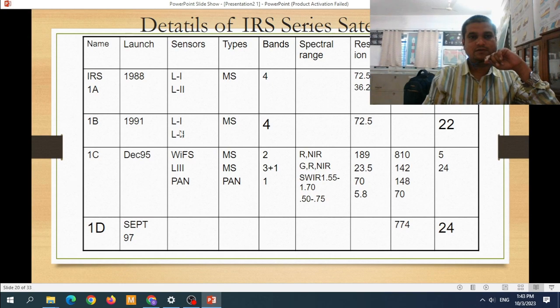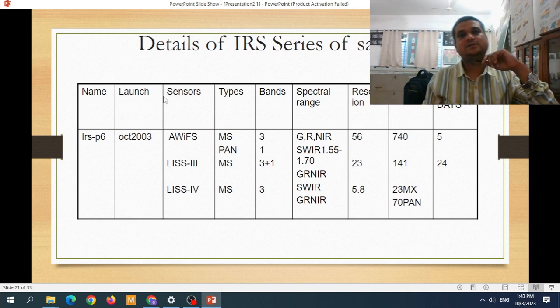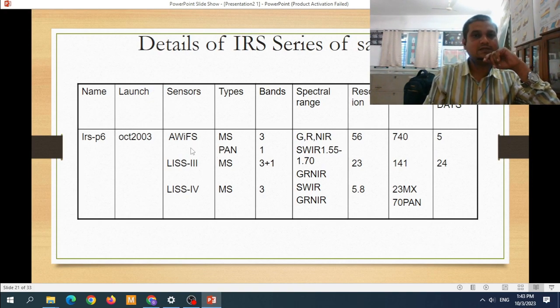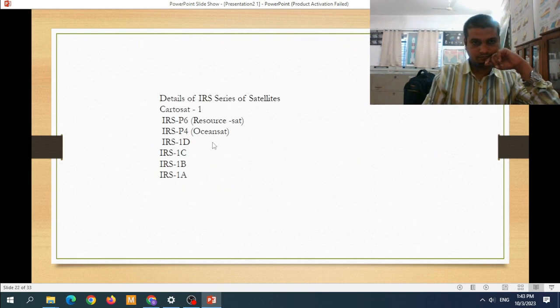Okay, IRS-1, IRS-1A, 1B, 1C, 1D, and this is the IRS-P6. Here there is an increase in the sensors, the LISS-3 and LISS-4.